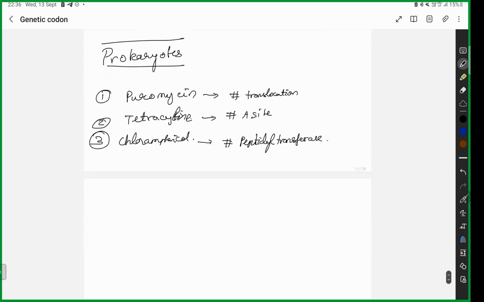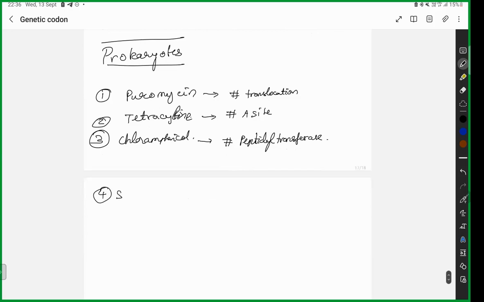Okay, and the next one we are going to discuss is streptomycin. What is your streptomycin? What is it going to do? It is going to inhibit the initiation at high concentration. It's going to inhibit the initiation.